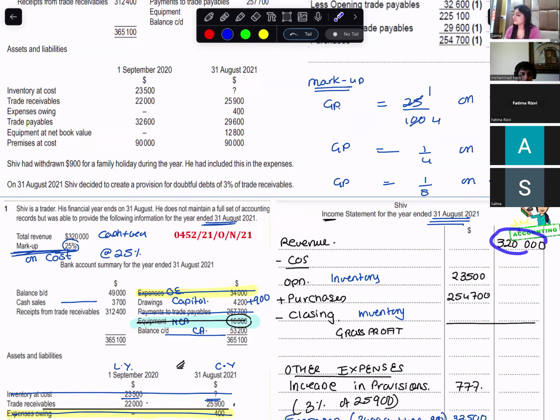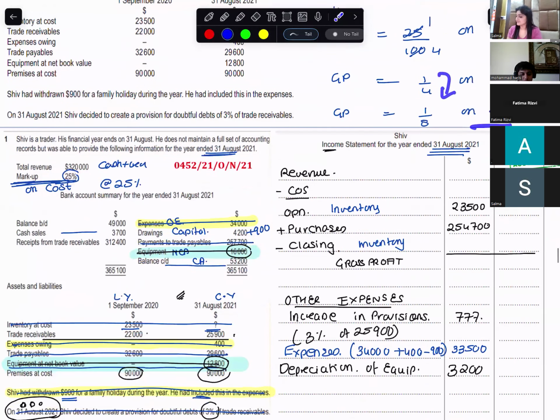So now I will convert this on cost to on sales. How do you do that? Just add the numerator to the denominator. So 1/4 on cost becomes 1/5 on sales. So gross profit is 1/5 on sales. So 1/5 of 320,000. So this is 64,000.